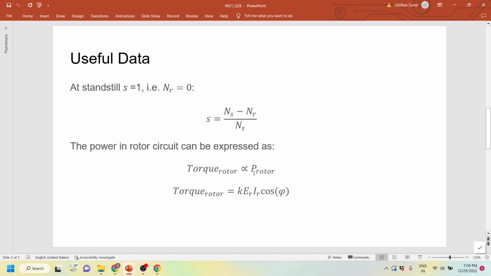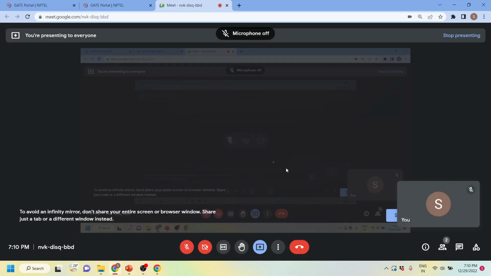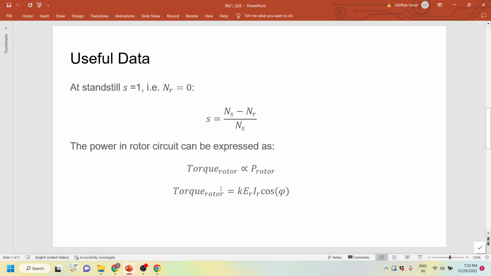Now, at standstill, which is at the start, Nr is 0, where the rotor is not rotating. So slip is equal to 1, where slip is given by the formula S equals Ns minus Nr upon Ns. Nr is equal to 0, so Ns by Ns, S equals 1. Now the torque developed by the rotor is proportional to P rotor.